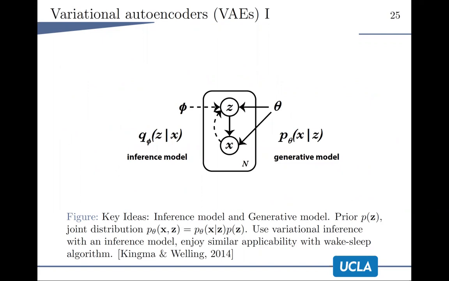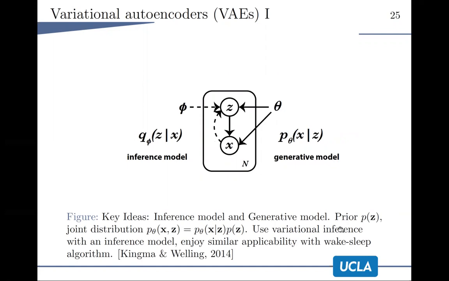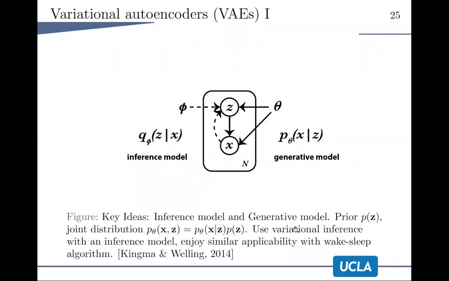For example, the variational autoencoders, VAEs. The key idea is that we have an inference model like this and a generative model like this, a prior p(z) and a joint distribution p_theta. We use variational inference with an inference model, and we enjoy similar applicability with the wake-sleep algorithm. This is the variational autoencoder design, not really complex.